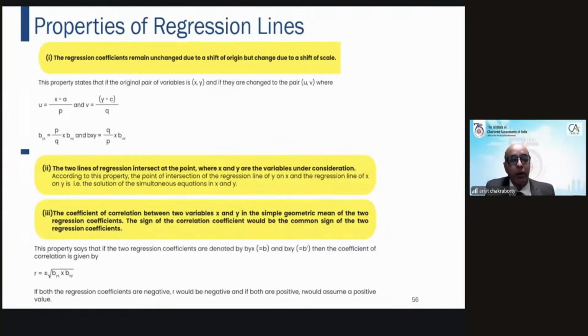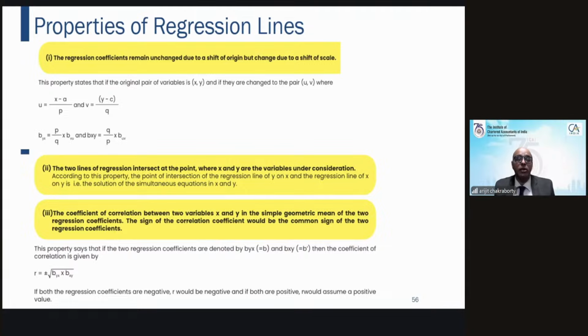There is no difference. As far as properties are concerned, the regression coefficient remains unchanged due to a shift of origin, but it will shift due to a change of scale. Same principle which we saw in the discussion on correlation coefficient. Whenever there is a change in scale, the sign will automatically change. So here we can see U or V, we are finding BYX is given, BXY will change, Q by P.